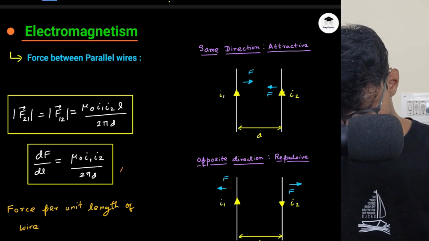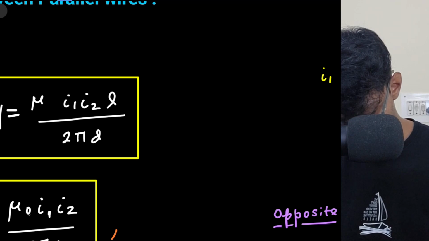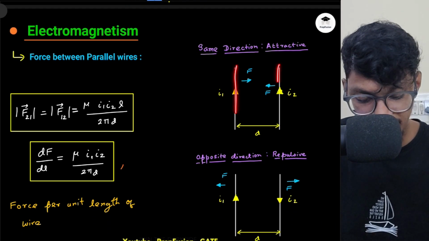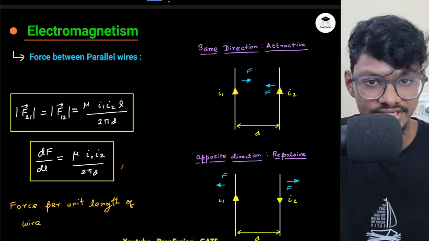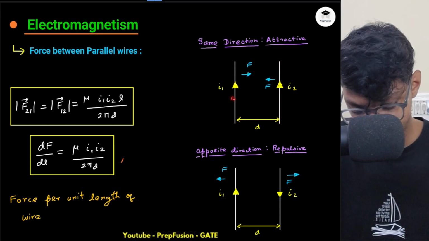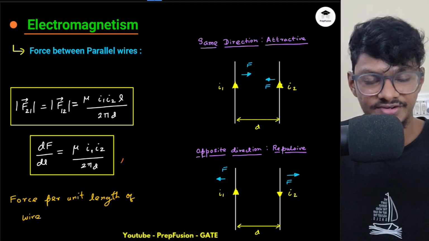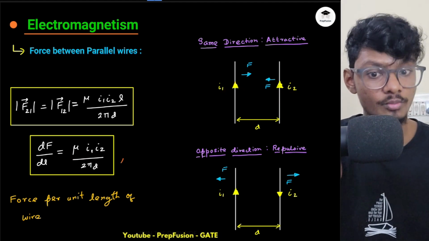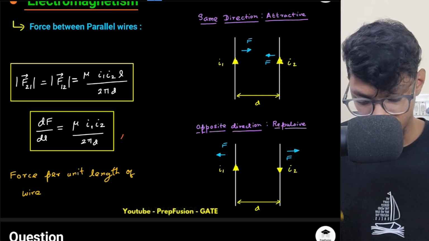So I will just derive this generalized term. This will not be mu naught. So that we don't need the length, how much length these wires have, we don't need that. We just need to know these parameters, mu I1 I2 by 2 pi d. This parameter is very good if engineers want to calculate the force between two current carrying wires due to magnetic field.